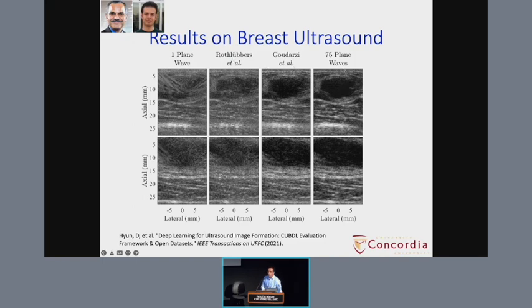And on the right, we see the ground truth image. This was generated with 75 plane waves. Of course, we can't always do this, because generating an image with 75 plane waves really reduces the frame rate by a factor of 75. But we see that our network, which had never seen this type of data, works quite well on these real images. These are two different data sets, and we see that in both of them it's quite close to the image generated from 75 plane waves.